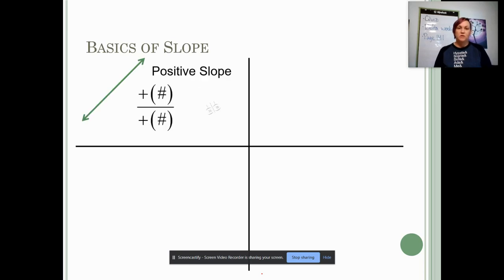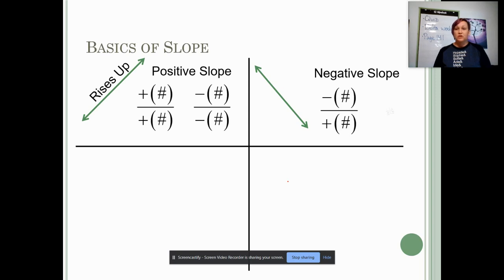So we have a positive slope, which can have 2 positive numbers or 2 negatives. A double negative cancels to a positive, and a positive slope rises up. We have our negative slope, which just needs one of the numbers to be negative, either the top or the bottom. We literally just talked about that, and that one falls down.